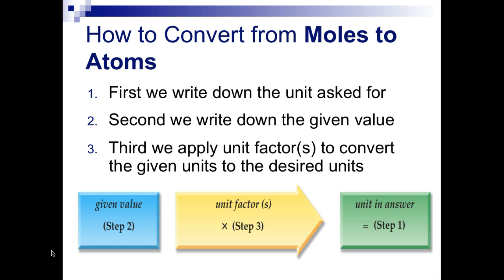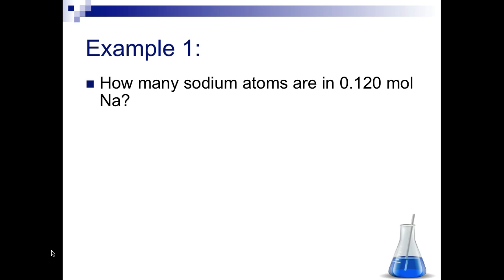So how to convert from moles to atoms. First, we're going to write down the unit that we asked for. This is kind of like going to be our stepwise procedure on how to do this. Then we're going to write down what value is given. Then we're going to apply a unit factor to convert the given units to the desired units. So we're going to go back to the way that we did it at the beginning of the year, where we used dimensional analysis.